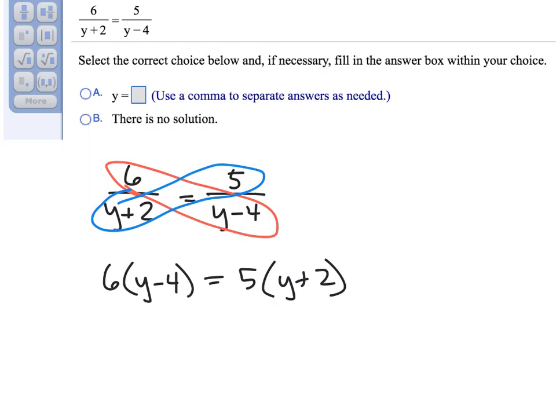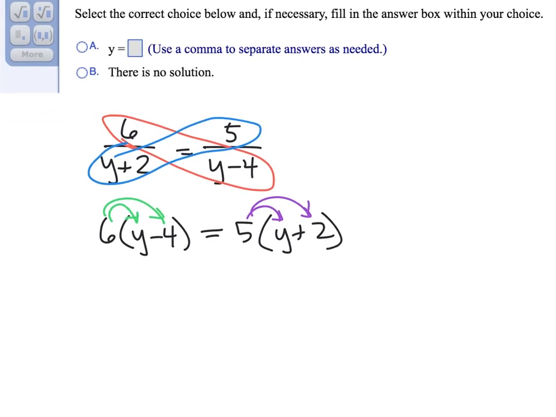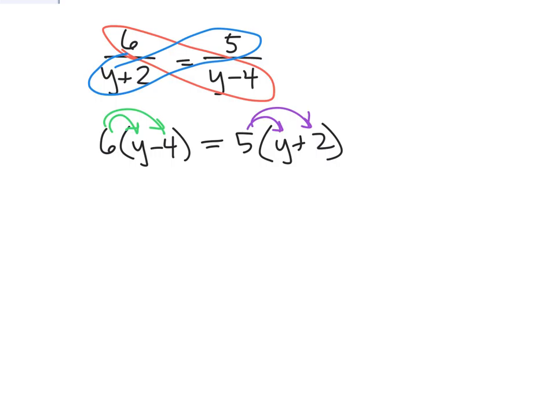And we have the distributive property twice. We have one distributive property here, and we have another distributive property right here. All right, so now we're ready to just do that distributive property. So you get 6y minus 24 is equal to 5y plus 10.